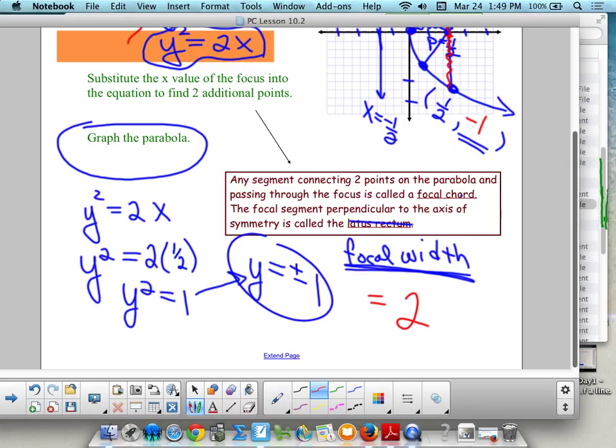I mean, you really, really have to understand the wording. What's the p-value? What's the directrix? Where's the focus? You have to understand all that. And that's why this is such a long day.